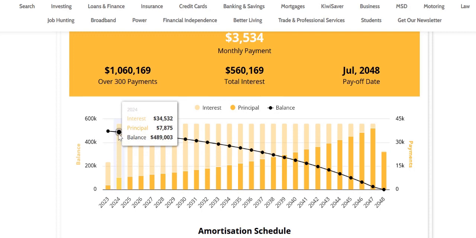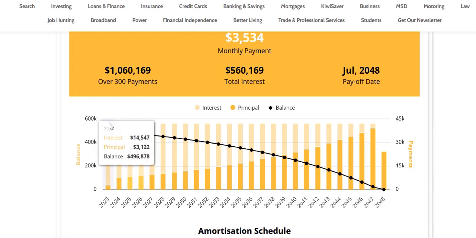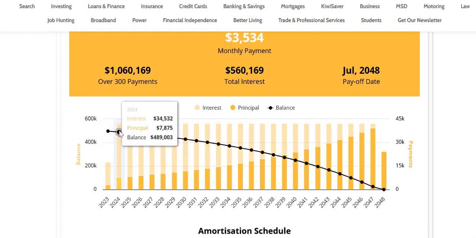So because we've paid some the previous year, that $500,000 is now down to $489,003, and you can see that in this year, the total money that you've paid is around $42,000 of mortgage repayments. It's going to be $34,000 or so of interest payments as part of that, and then $7,800 of principal.